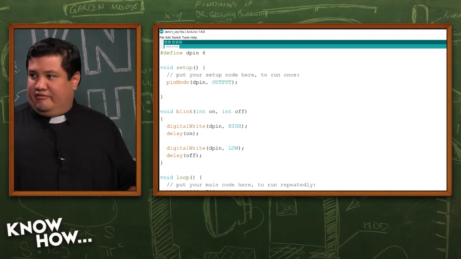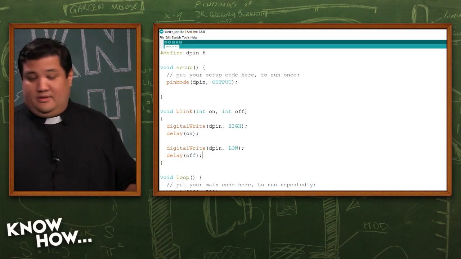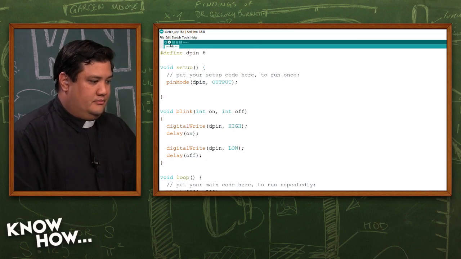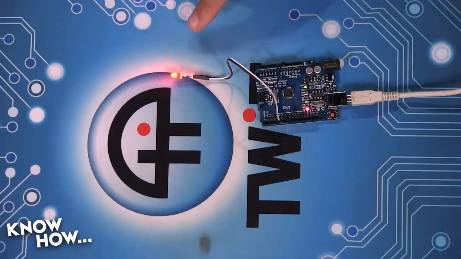It will wait the first number. It will wait 2,000 milliseconds. Then it will do it again, write low, so it turns the LED off, and then delay for 500 milliseconds. Okay, so let's do this. So let's go ahead and upload. It's going to compile, it's going to upload, and this should be an asynchronous blink.